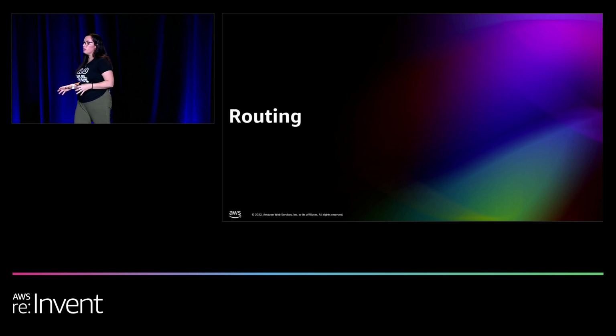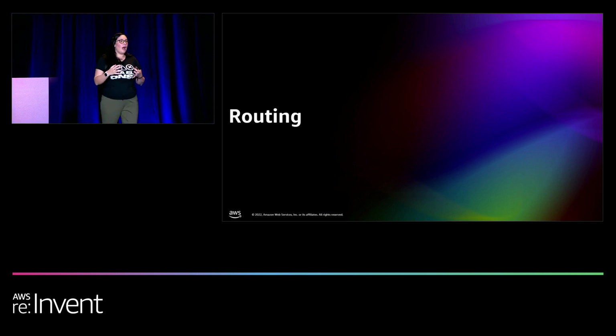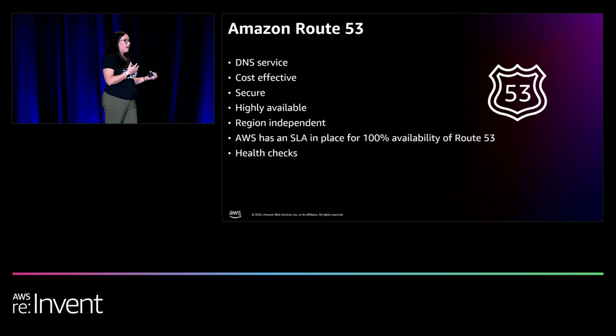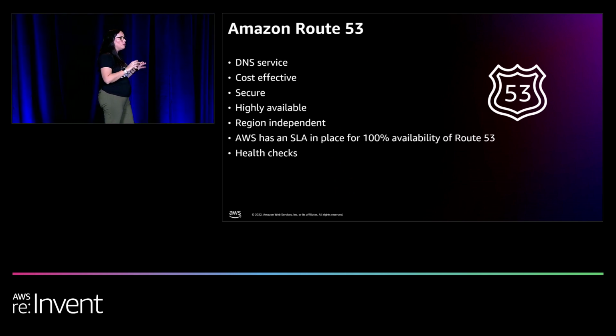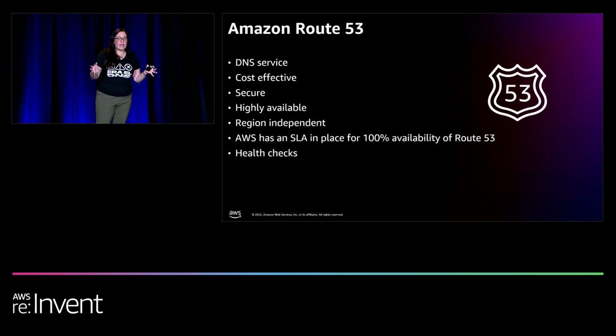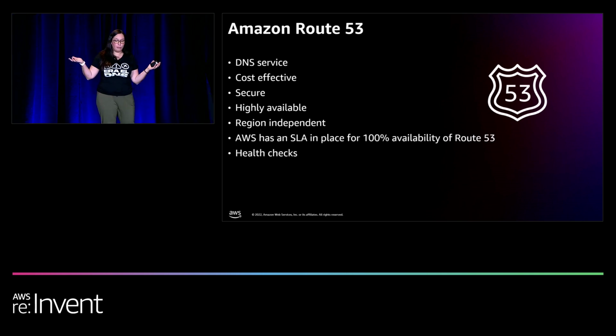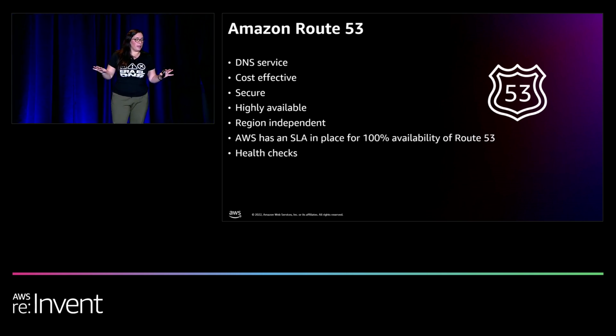So let's look at routing, because routing is something developers are sometimes not too familiar with. And Route 53 is a great service that will help you a lot. It will do a lot of the heavy lifting for you. So Route 53 is our DNS offering. It has this crazy SLA of 100% uptime, and it's region independent.